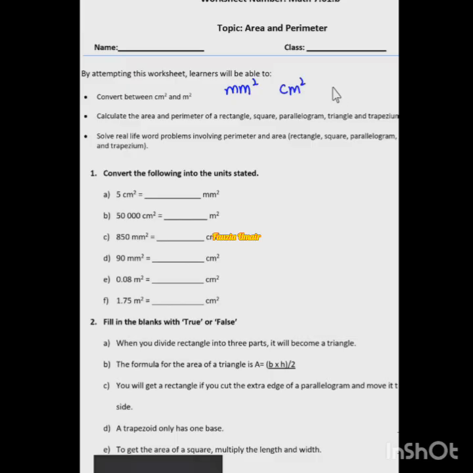Centimeter square and meter square. If we go in this direction, you have to divide by 100, because centimeter square to meter square would be 10,000. So in the opposite direction, it will be multiplied with 10,000, and millimeter to centimeter, multiply with 100. So we will use this web to solve the question.